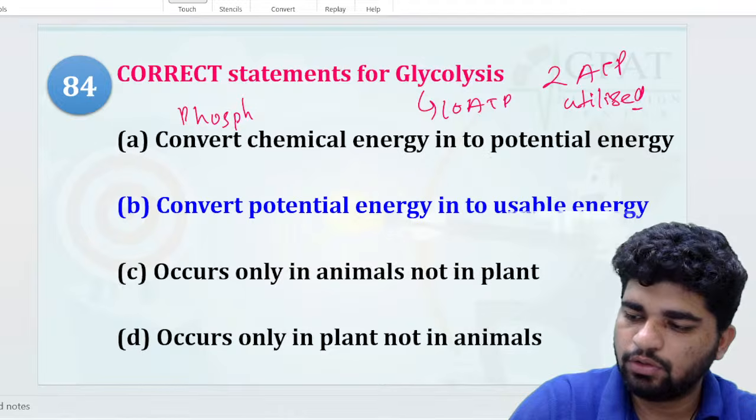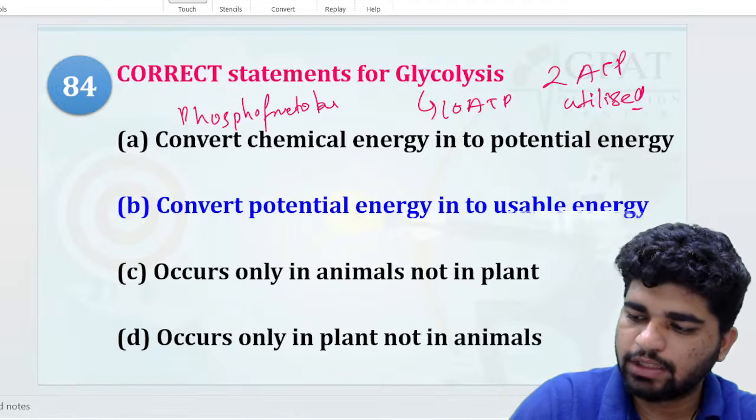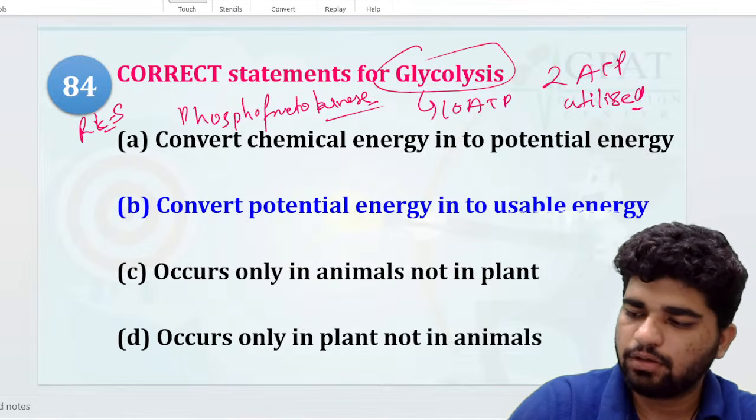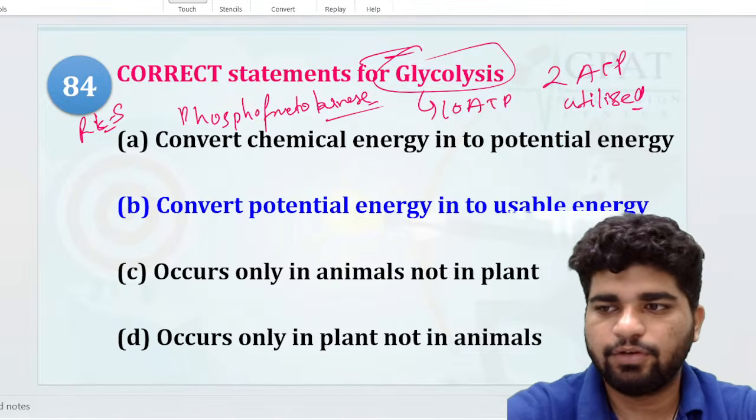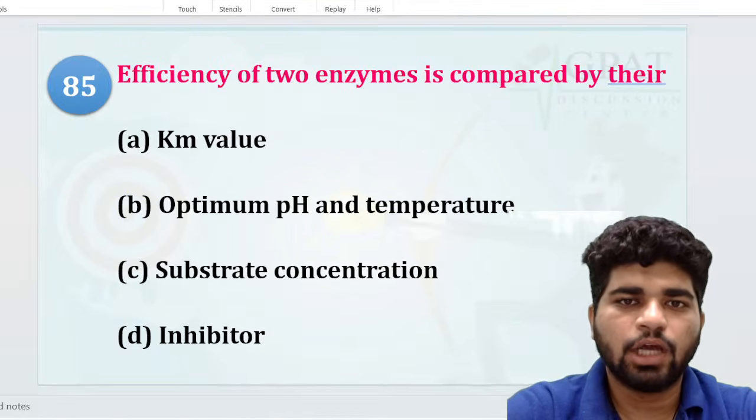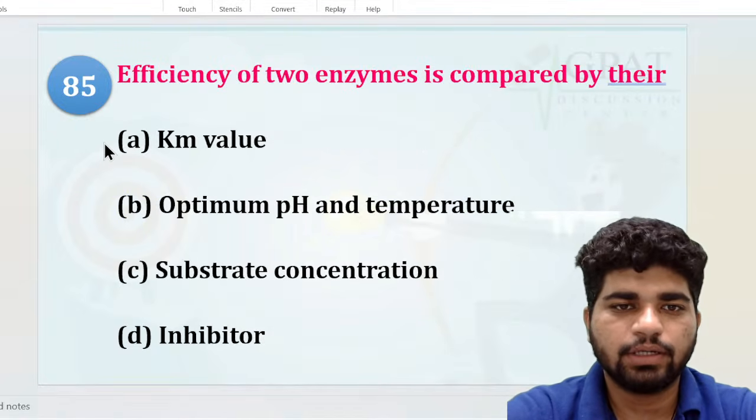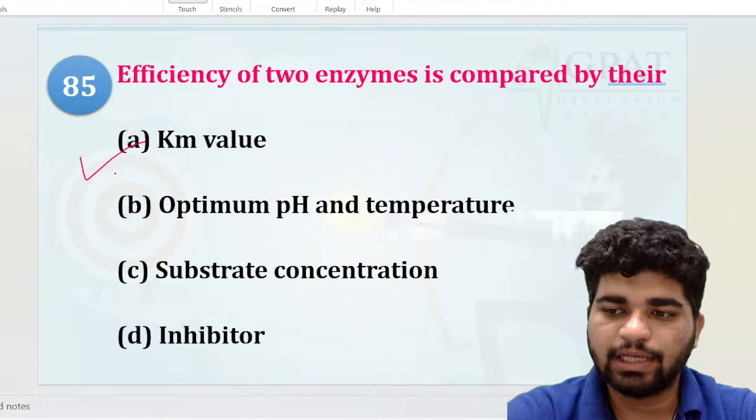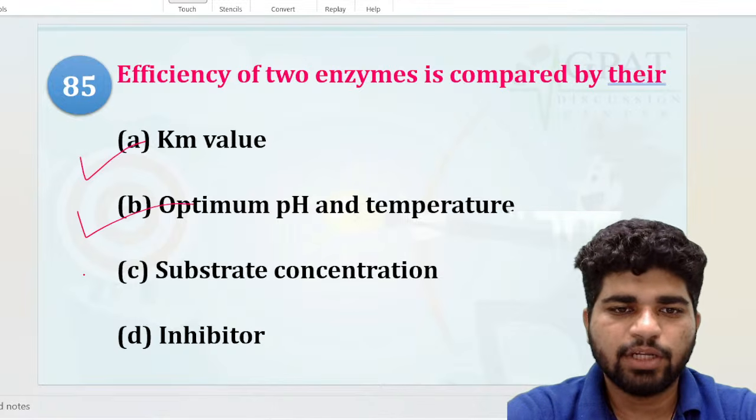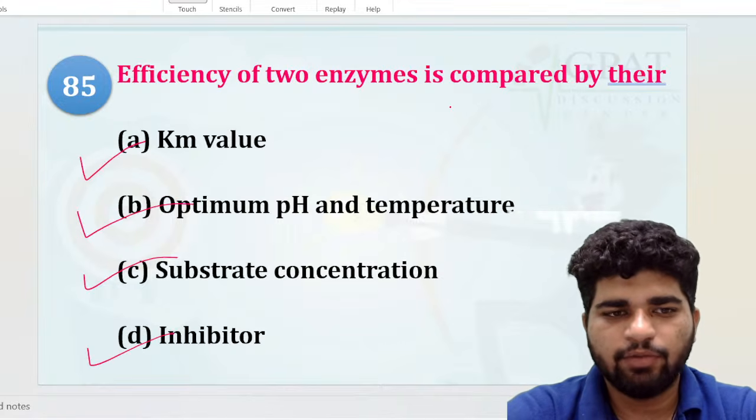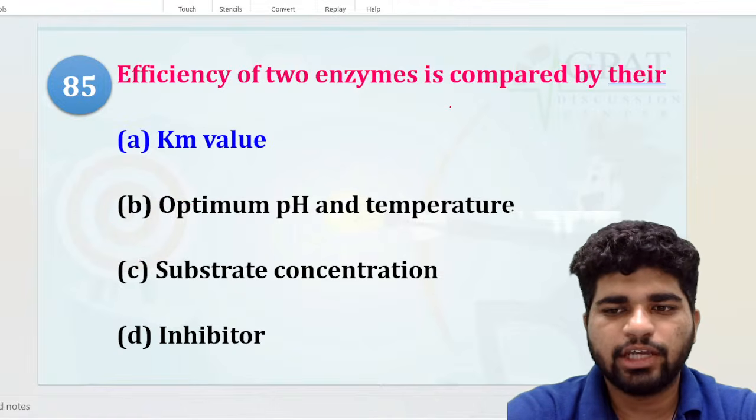Phosphofructokinase. That's a rate limiting step for your glycolysis. Okay. Now, efficiency of two enzymes is compared by: Km value, optimum pH and temperature, substrate concentration, or inhibitor. Efficiency of two enzymes is compared by what? That's your Km value base.